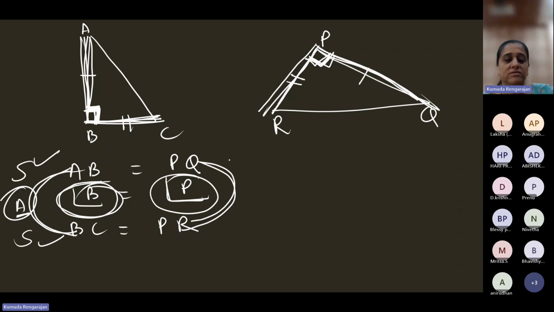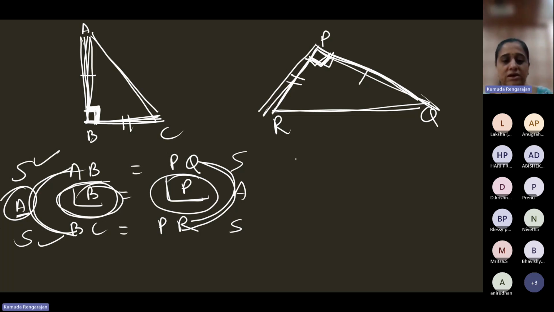Okay, so like this, by SAS, the two triangles are congruent. Then by CPCT, you will get AC is equal to RQ. Now that the two triangles are identical, they're congruent, their corresponding sides and corresponding angles will be equal, and hence AC is equal to RQ, CPCT.